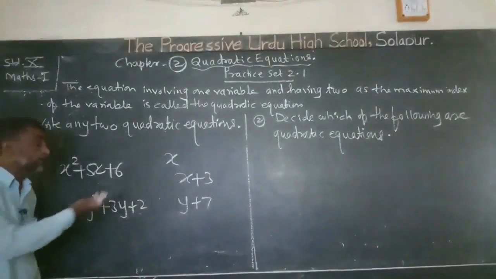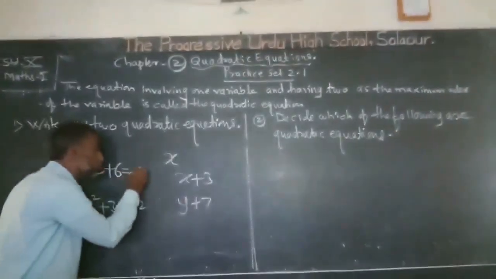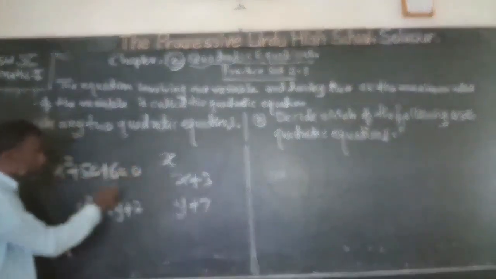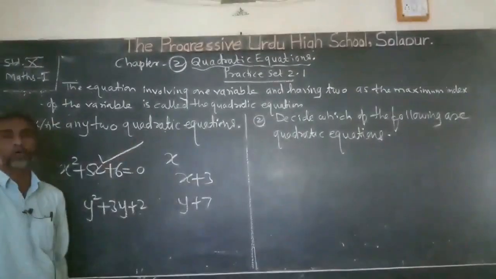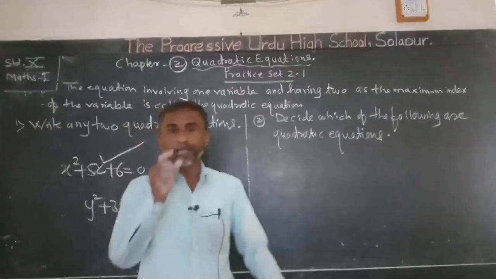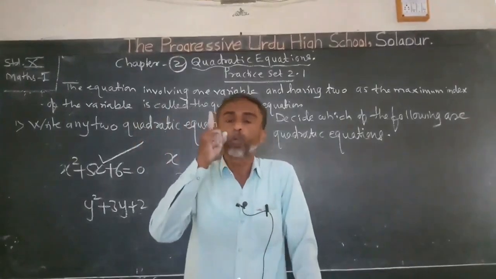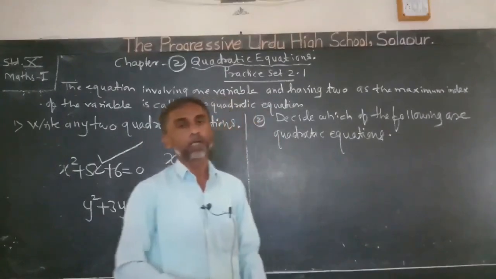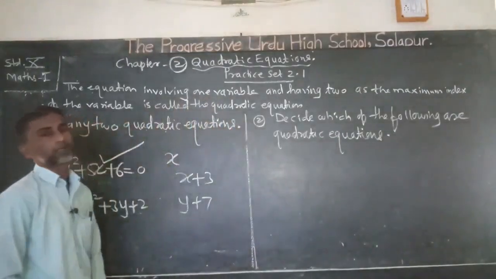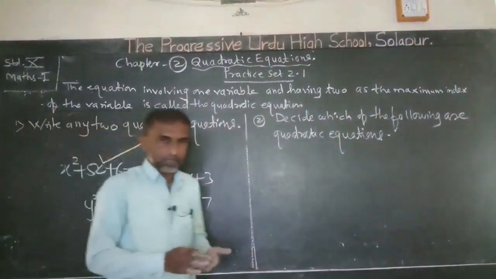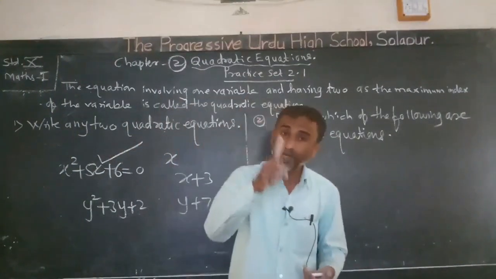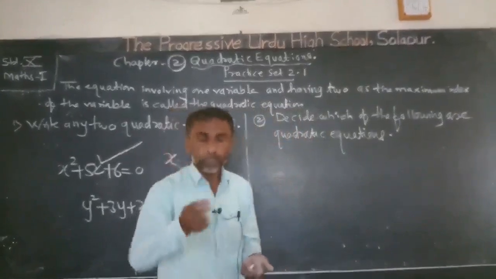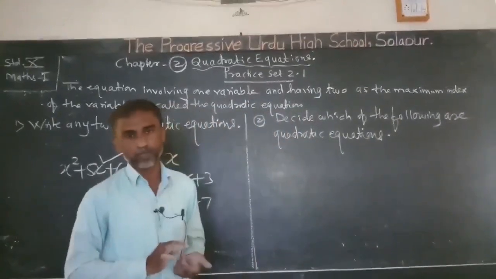If you equate this quadratic polynomial to 0, an equation is formed. This equation is called a quadratic equation. An equation involving one variable and having 2 as the maximum index of the variable is called a quadratic equation. In simple words, an equation which contains one variable and the highest degree, the highest index of the variable, is 2 is called a quadratic equation.